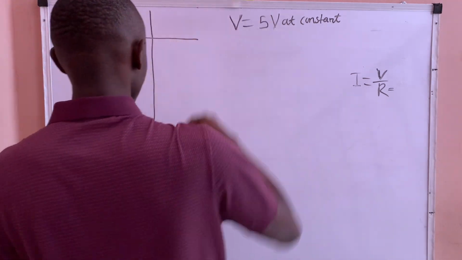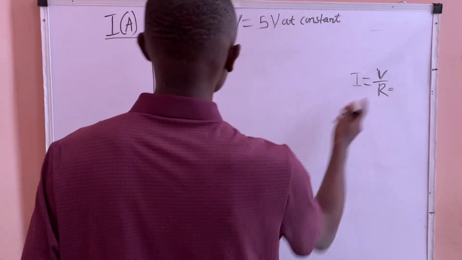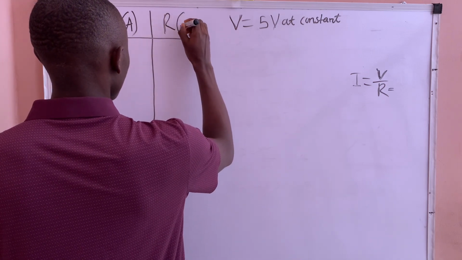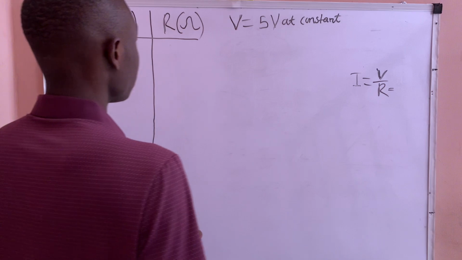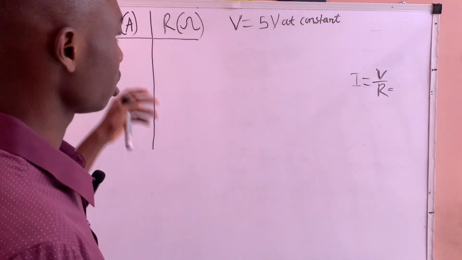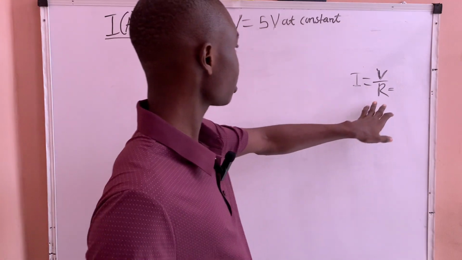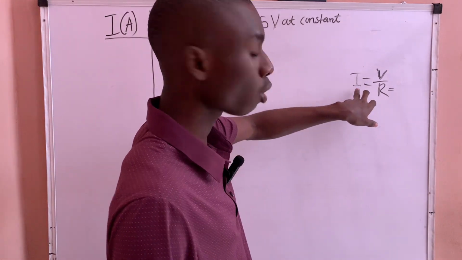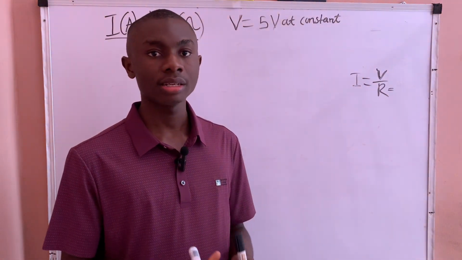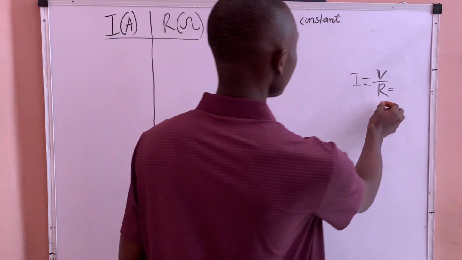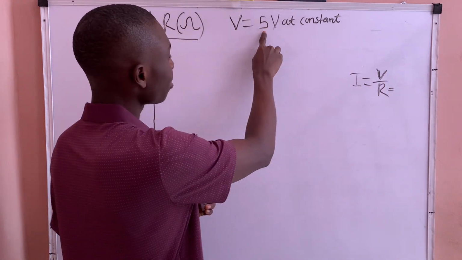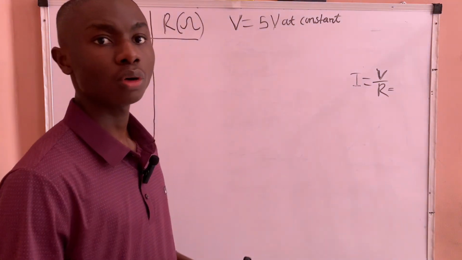Let us vary, which is increase, the value of resistance, R. Remember, it's being measured in what? Ohms. Let us increase the value of resistance and see what will happen to current. Remember, I said that resistance and current are inversely related. So when we increase the value of resistance when voltage is kept constant at 5, what will happen to the value of current?